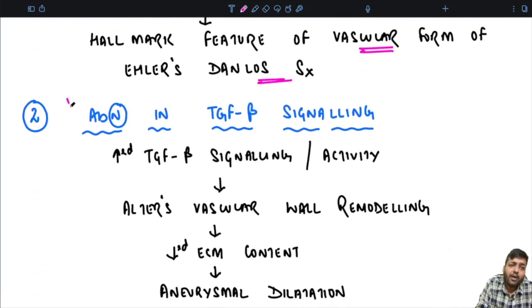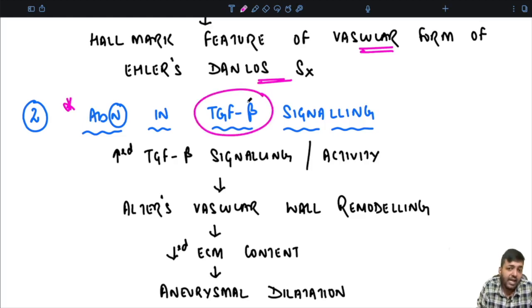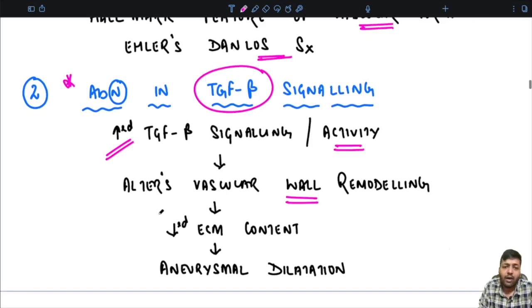Okay. The second important point in the pathogenesis is an abnormality in the TGF-beta signaling pathway. So always remember, excessive or increased TGF-beta signaling, or excessive activity of TGF-beta, alters the vascular wall, leading to vascular wall remodeling. Ultimately, this excessive TGF-beta signaling accompanied by altered vascular wall remodeling leads to a reduced amount of extracellular matrix component inside the vessel. That facilitates the aneurysmal dilatation.